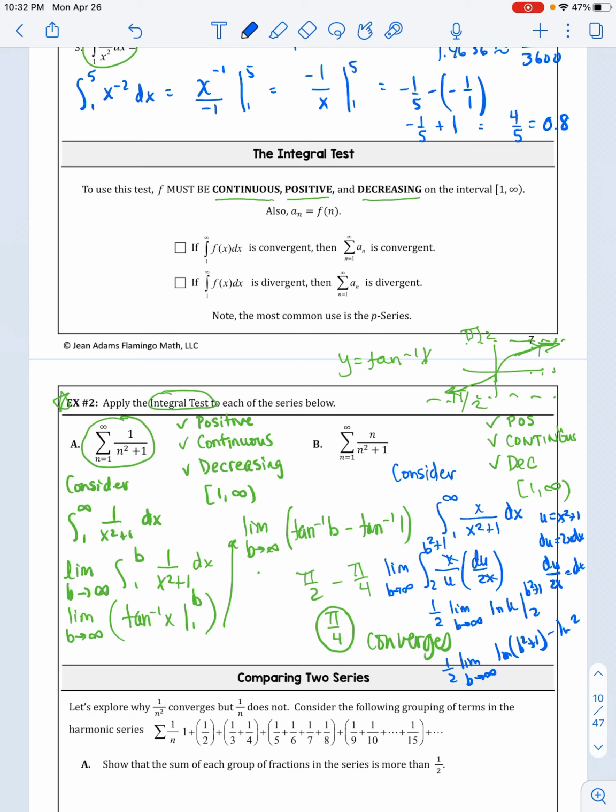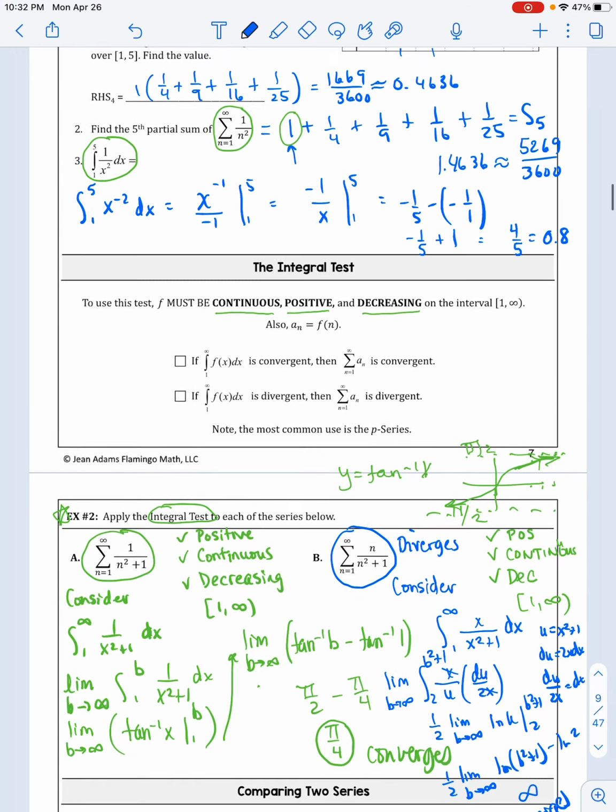And if you put infinity into ln of b squared plus 1, this is going to go to infinity. So if one of these goes to infinity, this is going to diverge. So since your integral diverges, therefore your summation will diverge. Okay, so this one is divergent. This one diverges.